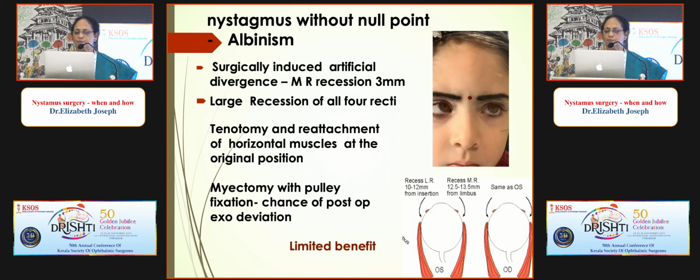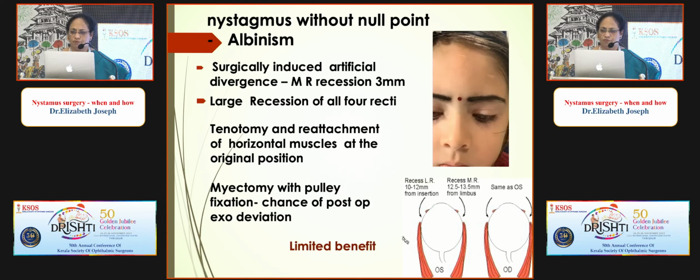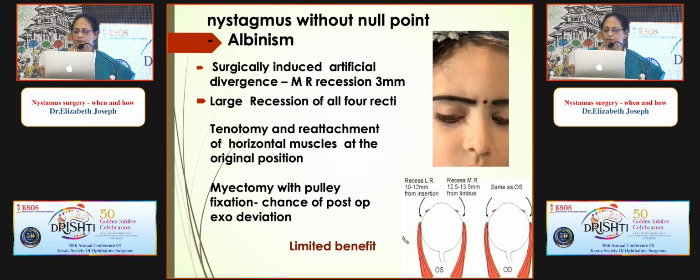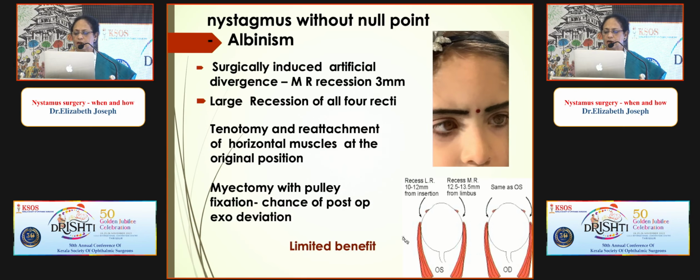What about nystagmus without a null point? Like in this child with albinism, these cases we usually do not do anything, but if you want to reduce the amplitude of nystagmus, some surgeries are there. One is making artificial divergence by doing a small MR recession. Other procedures are you just recess all four recti, tenotomy and attachment to the fascia, all these are described, but the chance of recurrence is there, chance of induced strabismus is there.